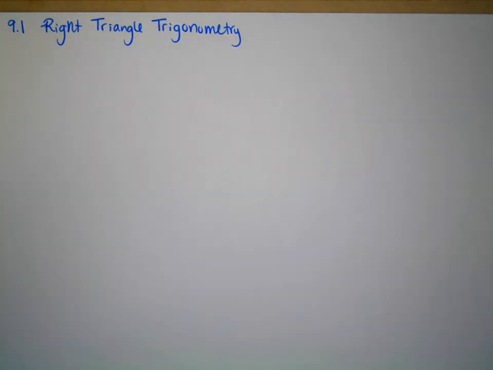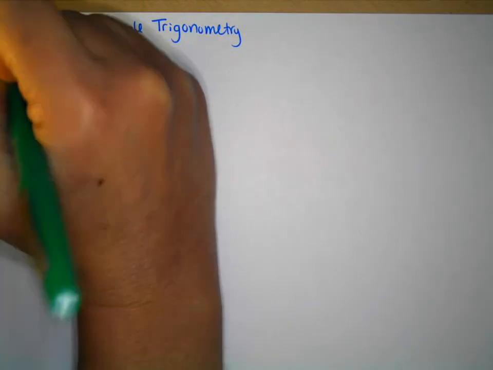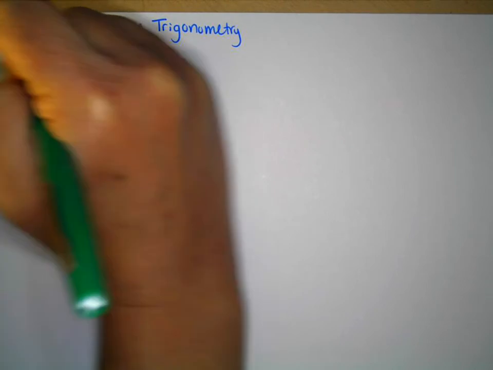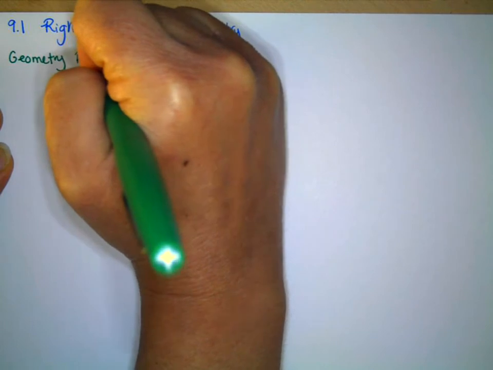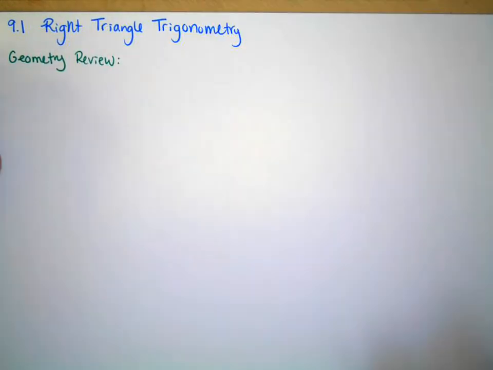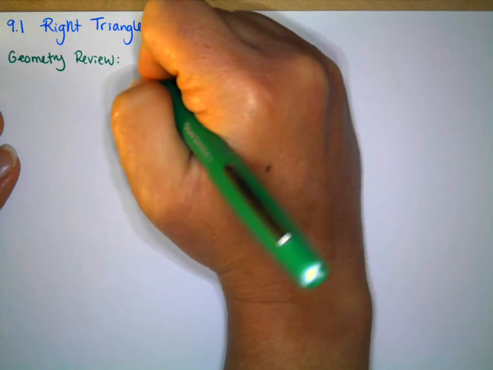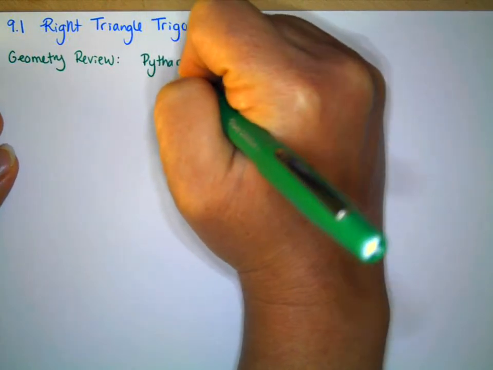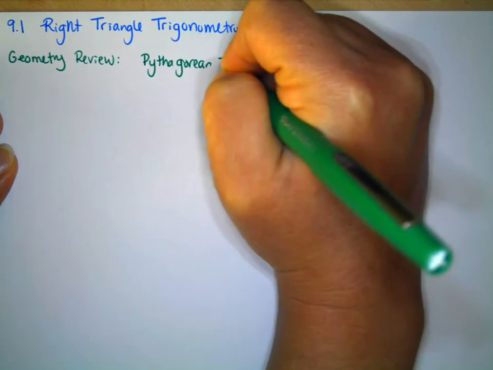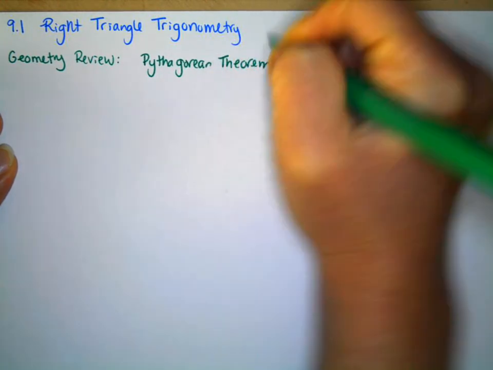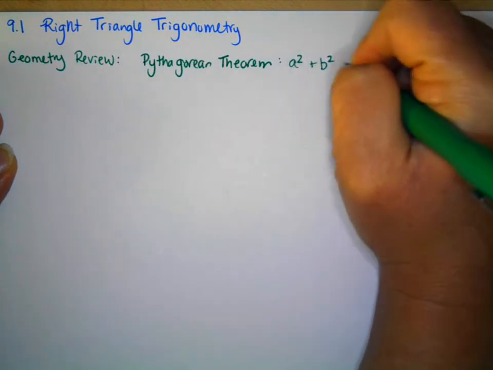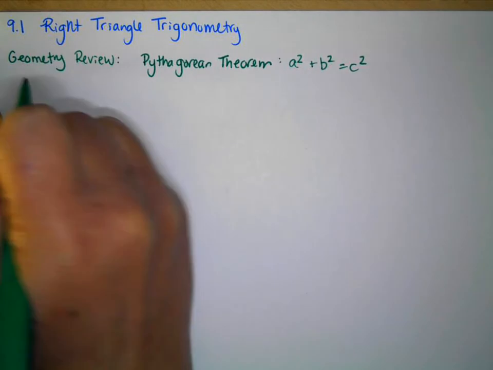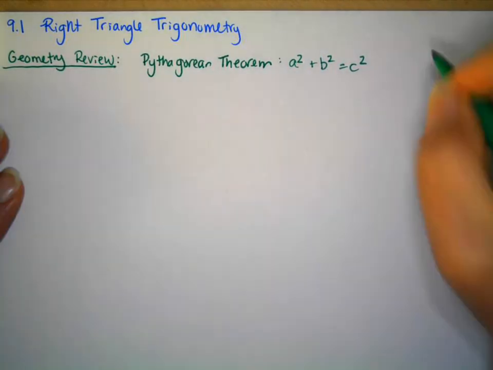Today we're going to look at section 9.1, which is right triangle trigonometry. The first part of this section is actually a review of material that you learned when you were in geometry. For this section, you need to know the Pythagorean theorem: that a squared plus b squared is equal to c squared in a right triangle.